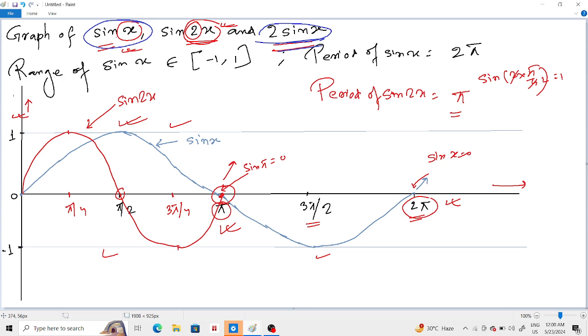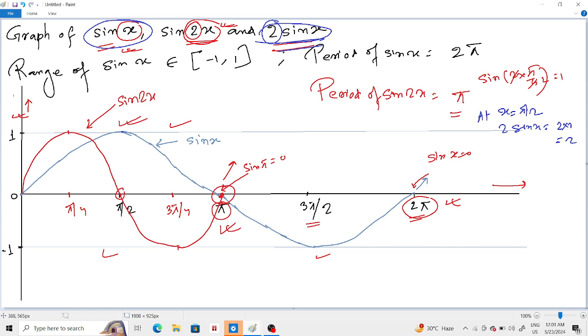So that means 2 sin x is going to reach double the heights of sin x but at the same distance. If sin x at pi by 2 has reached 1, then 2 sin x at pi by 2 is going to reach 2. Why? Because at x equals pi by 2, 2 sin x is 2 into 1, that is 2. When the number is in front, it only doubles the height of sin x.